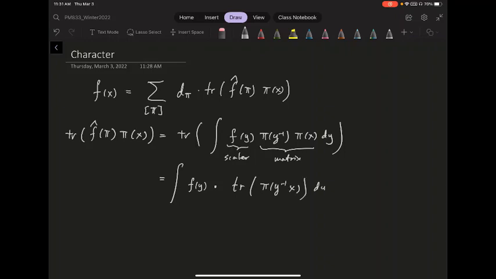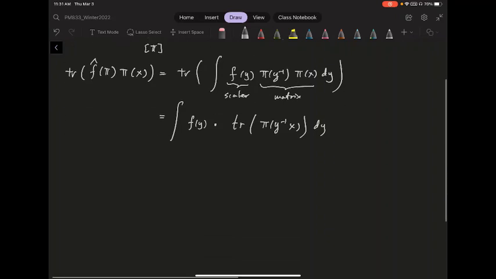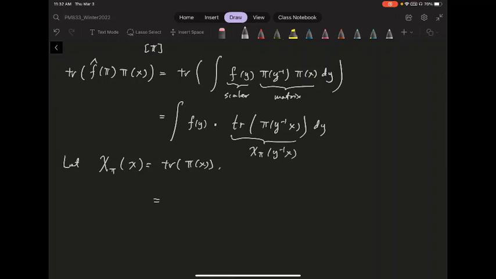So if you treat this as a function of g, then it looks like a convolution of two functions. Let's say chi pi of x equals the trace of pi of x. Then this part is none other than chi pi of y inverse x. So this entire thing becomes a convolution: f convolved with this function chi pi, evaluated at x. Okay, so you see this trace can be written this way.